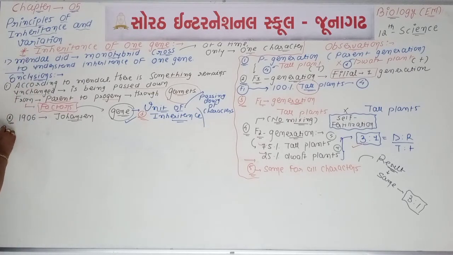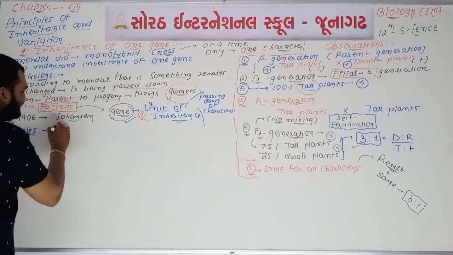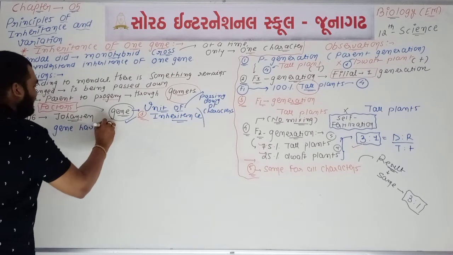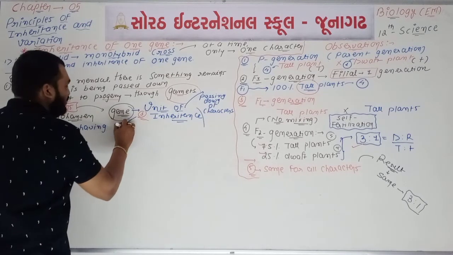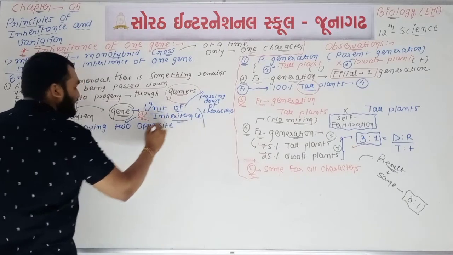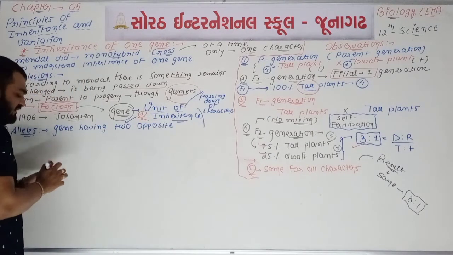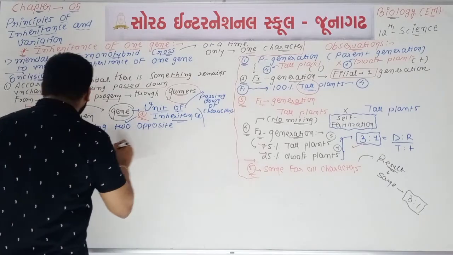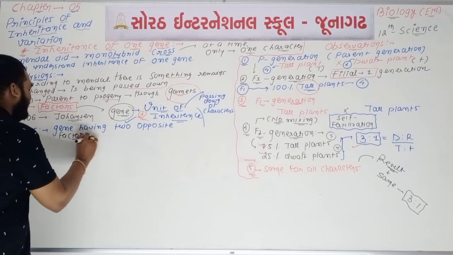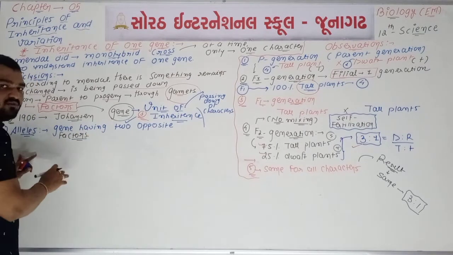Now point number 4. I am writing one definition of alleles. What about alleles? This is an important definition. Alleles are one type of gene, the genes having two opposite, that is, two contrasting factors. Factors are known as alleles. An allele is another form of gene.